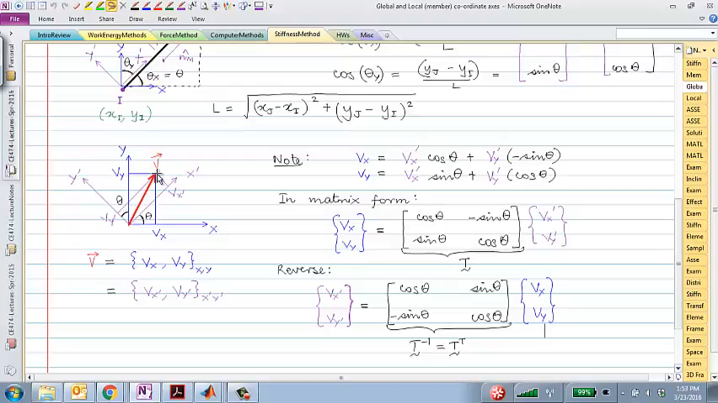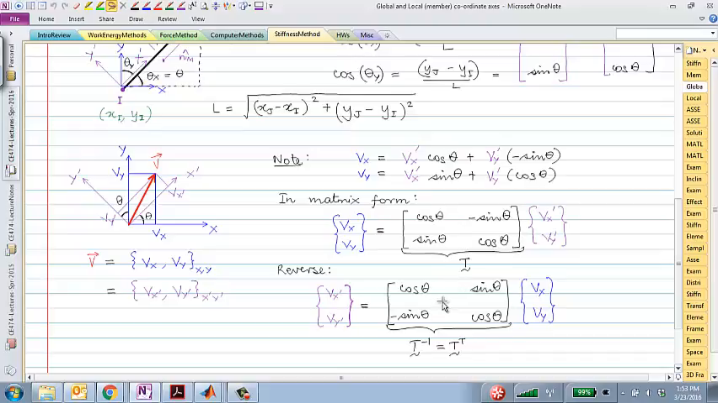So the same vector expressed in the global coordinate system is Vx, Vy. The same vector expressed in a local coordinate system is Vx prime, Vy prime. And using simple geometry, we came up with this relationship between the global and the local components. And I told you that this relationship is much more easily expressed in the form of a matrix. So using this matrix, which is really just cosine, minus sine, sine, and cosine, right? So using this transformation matrix, I can convert local components to global.